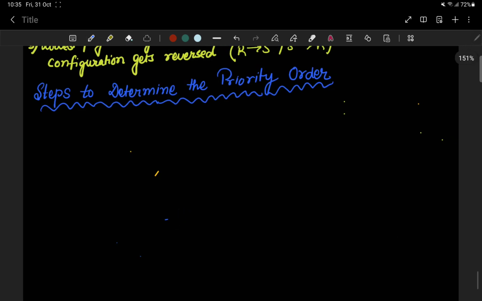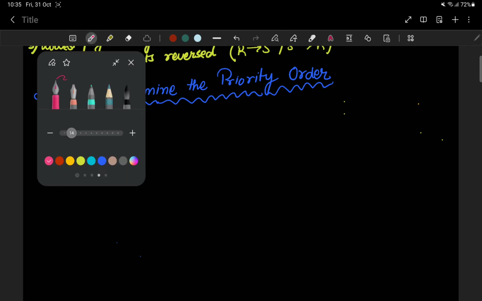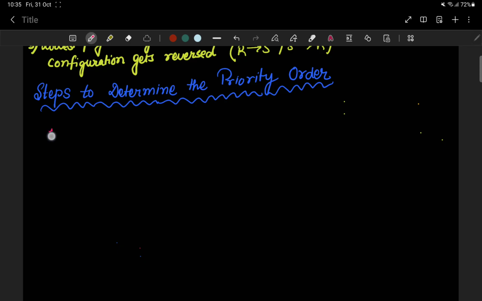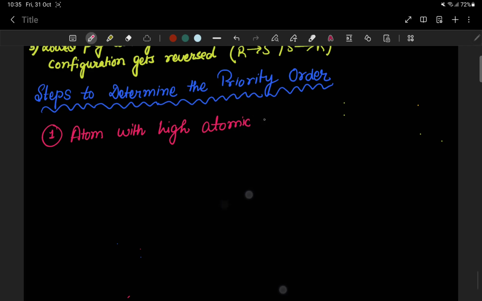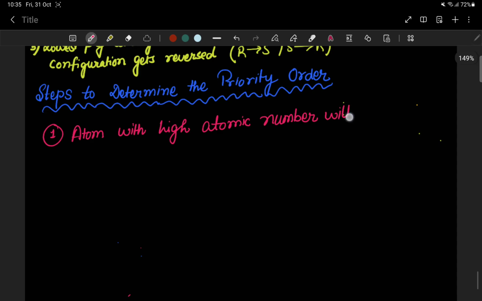Okay. Steps to determine the priority order. First step: the atom with higher atomic number will have higher priority.